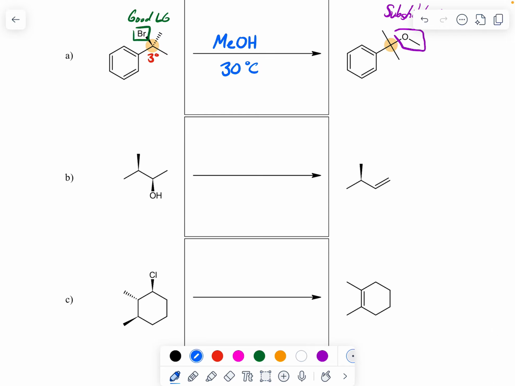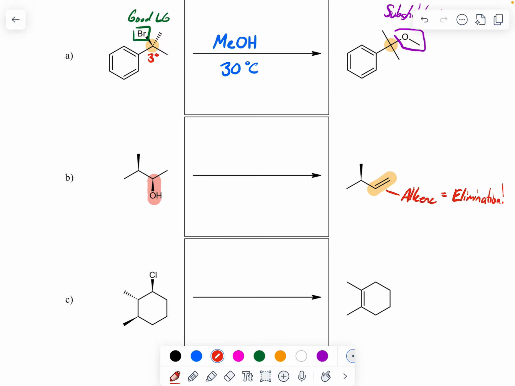Let's talk about the second one. In this second example, we see that we start from an alcohol, and we end up with an alkene. Now, anytime you see an alkene in these products, the first thing that you should think of is that alkene equals elimination. This is because at the moment, this is the only way we know how to make alkenes.